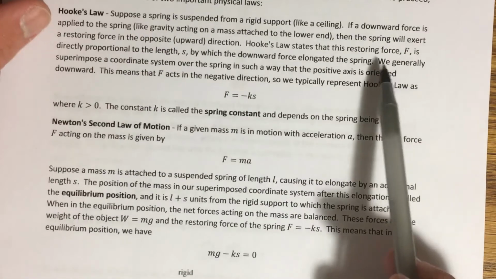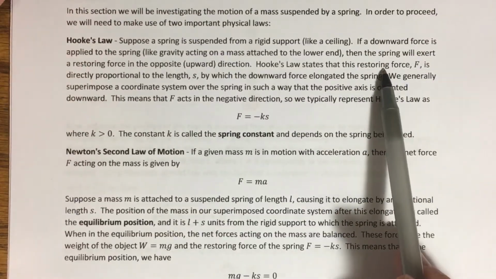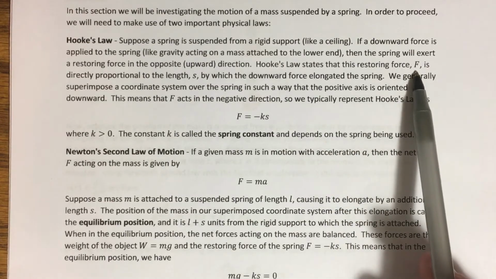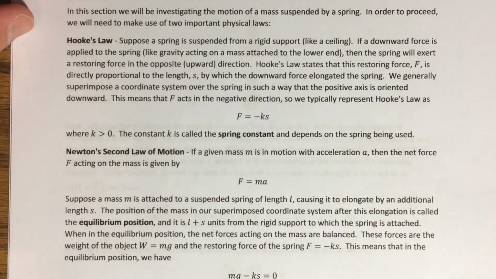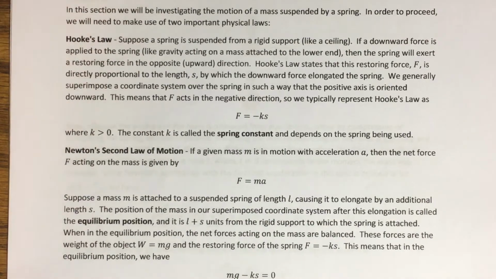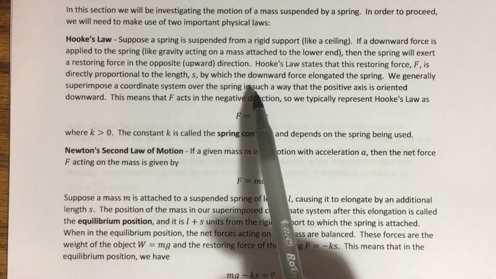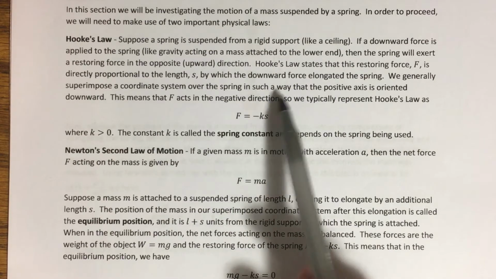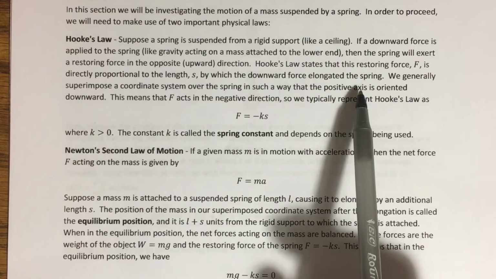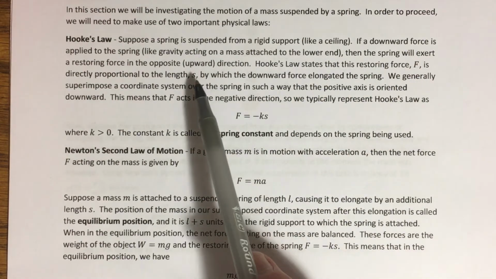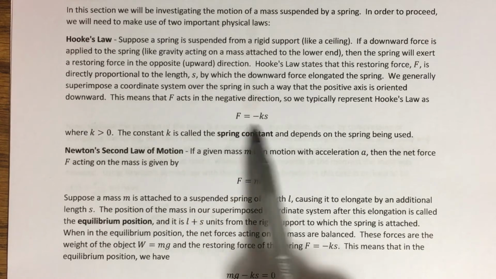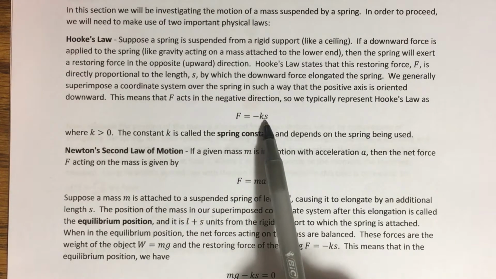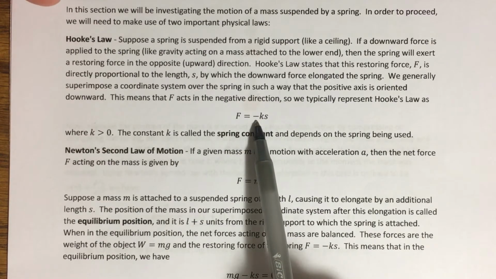So Hooke's law says that restorative force, the force that's due to the spring, is directly proportional to that length S, the amount by which the spring has been elongated by that mass or by whatever force is pulling down on it. Put in mathematical terms, to say that is to say that F is equal to some constant times S. And we express that this way: F is equal to negative Ks, where K is assumed to be positive, meaning negative K is negative.